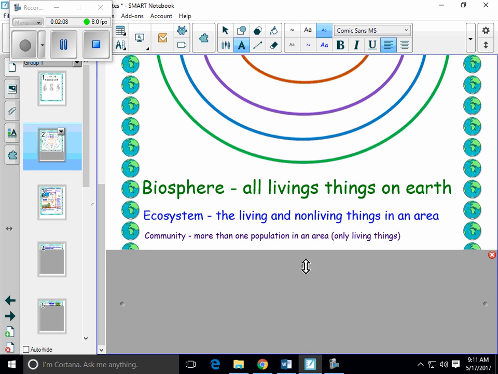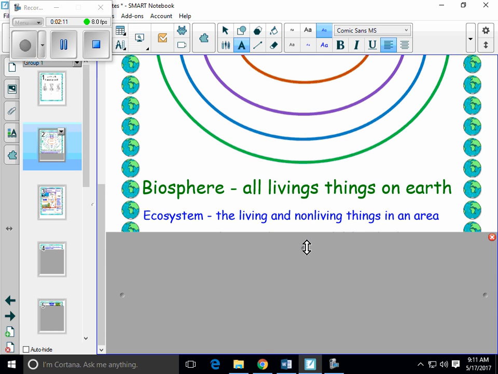Now, within the biosphere, we have many different kinds of ecosystems. And an ecosystem is an area that includes living and non-living things. So the rainforest is an ecosystem, the desert is an ecosystem, the forest in your backyard is an ecosystem because it has both living and non-living things there.